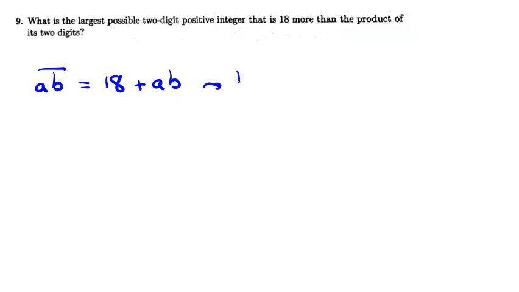So you say, okay, B plus 10A equals 18 plus AB. And if you want to check, you can, for example, consider mod 10, mod something.